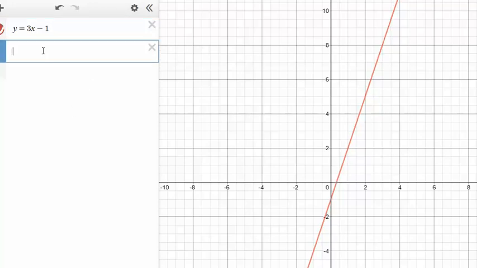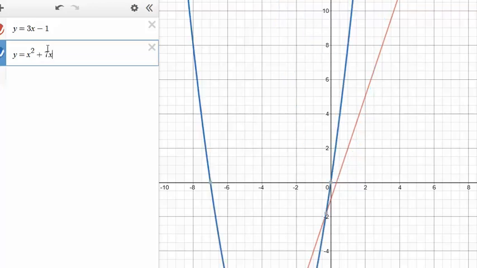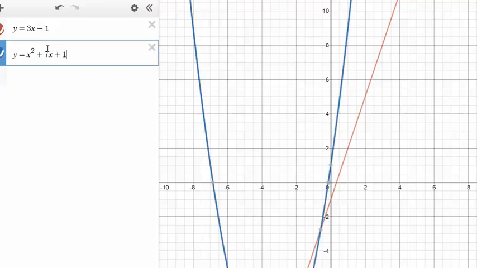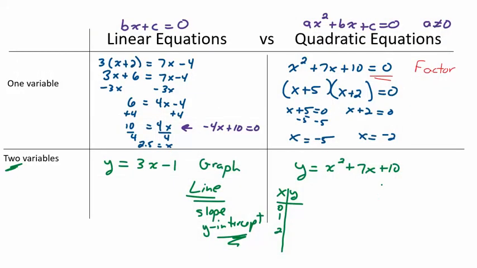We have y equals x squared plus 7x plus 10. What did I do wrong? Plus 10. What do we get? We don't get a line anymore. We get a completely different shape. We get a parabola. It's a completely different animal when we have a quadratic equation. So anytime you see something in this form, you're going to get this shape called a parabola. That is what it looks like, okay?